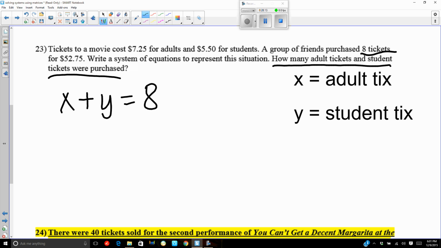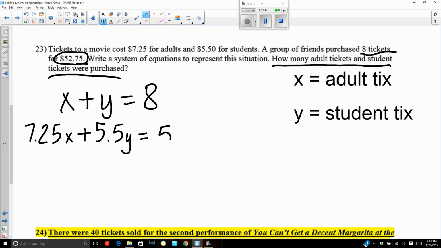We also know that an adult ticket, an X, costs $7.25. A student ticket costs $5.50. So those 2 figures are dollar amounts, so you can probably guess they're going to equal another dollar amount, $52.75. So there's the setup. You should get whole number answers for this problem.